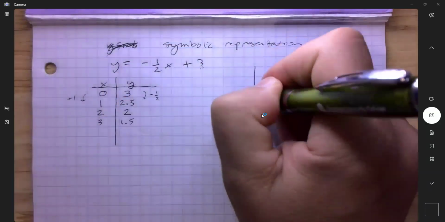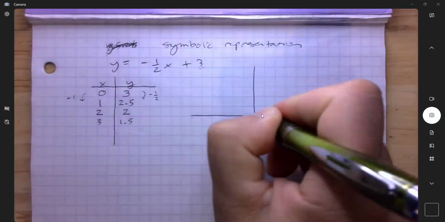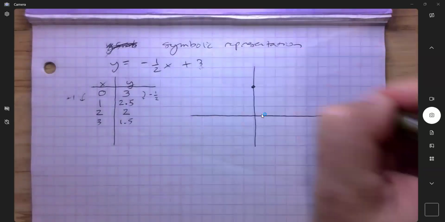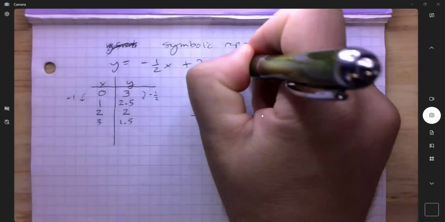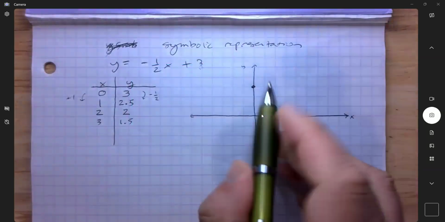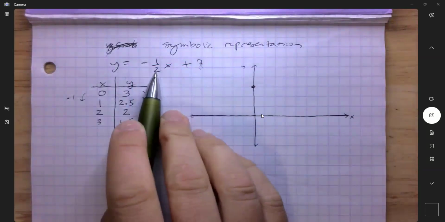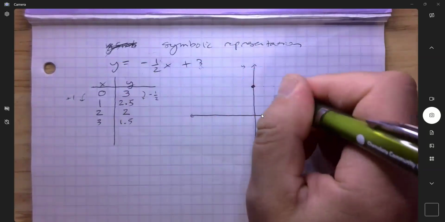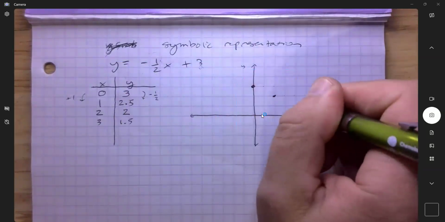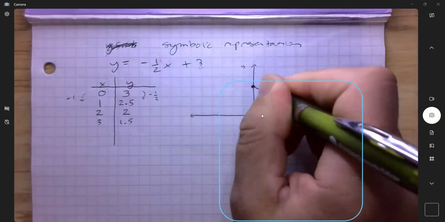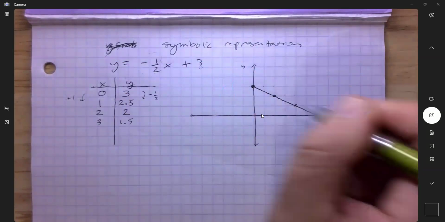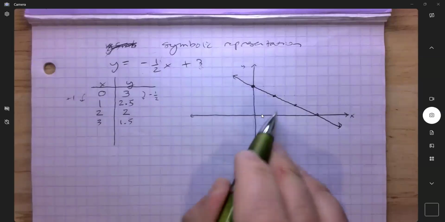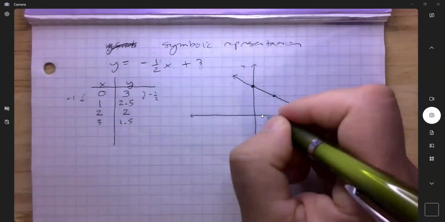And I can build my graph by taking my y-intercept, which was 3, and saying now every time x goes up by 2, right, -1/2 says change in y over change in x. So I could go x up by 2 and y down by 1, x up by 2 and y down by 1, and I get this line here. No harm in double checking it. When x is 0, y is 3. When x is 2, y is 2. Yep, looks good.